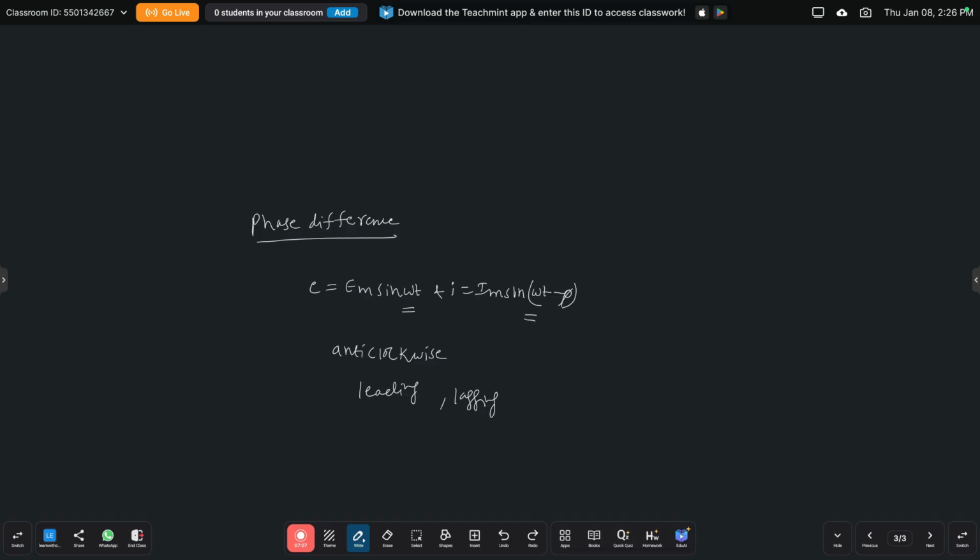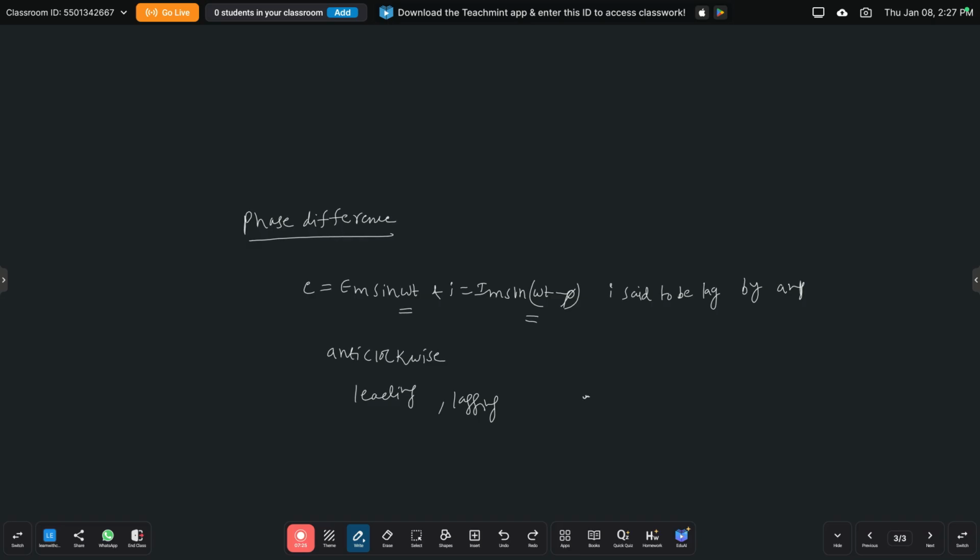Now, if you take these two phasors here, we can say that I is said to lag by angle phi. Similarly, if I take I equal to Im sin(omega t plus phi), now I is said to lead by an angle phi. Right.